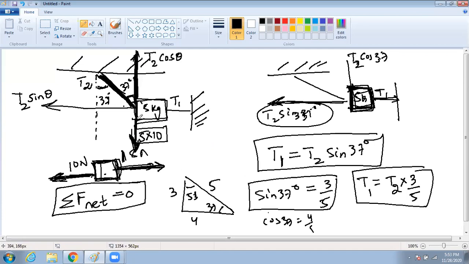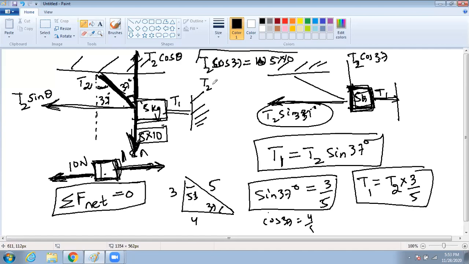The weight is stable here. So there are four forces. One force is this tension, one force is this one, one is this component, and the last is the weight. That means T2 cos 37 is equal to the weight of the body. That is 5 into 10, 50.